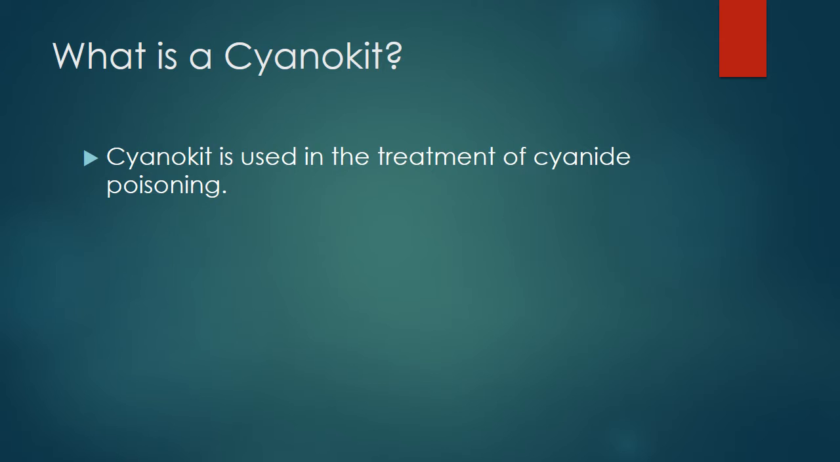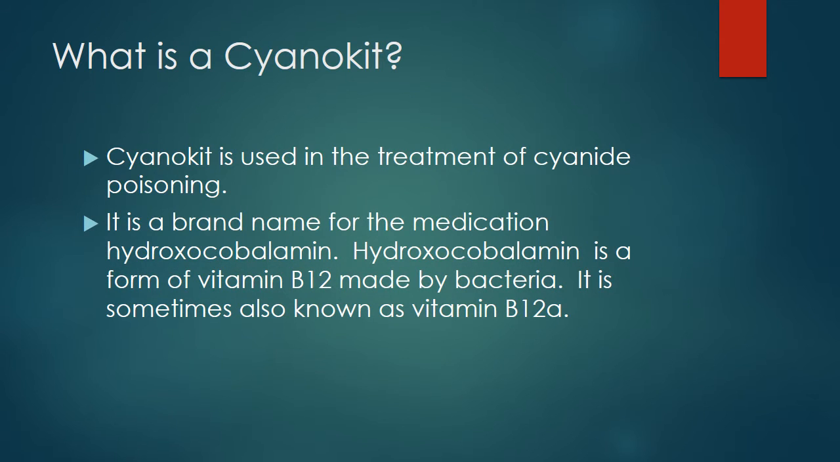So what is a cyanide kit, or Cyanokit? Cyanokit is used in the treatment of cyanide poisoning. It is a brand name for the medication hydroxocobalamin. Hydroxocobalamin is a form of vitamin B12 made by bacteria. It is also sometimes known as vitamin B12a.